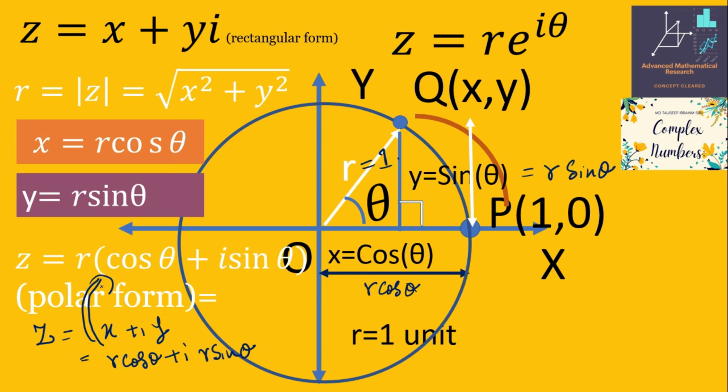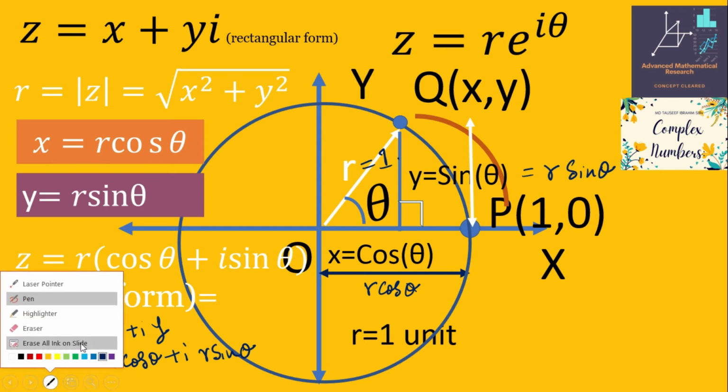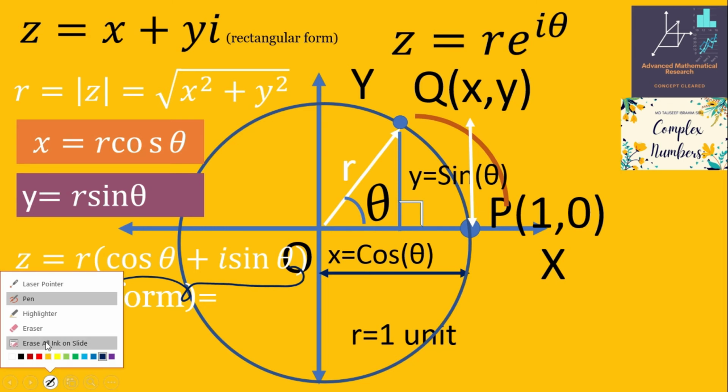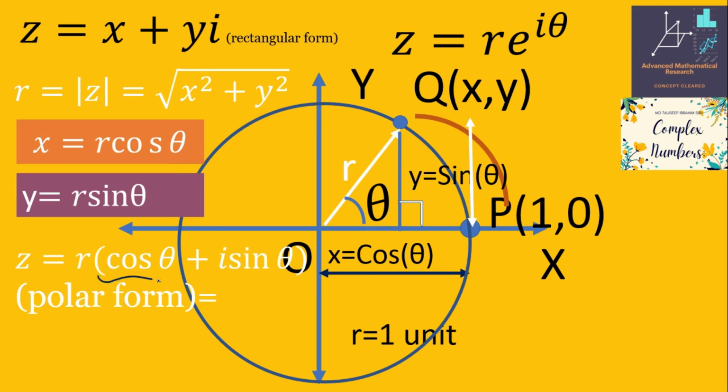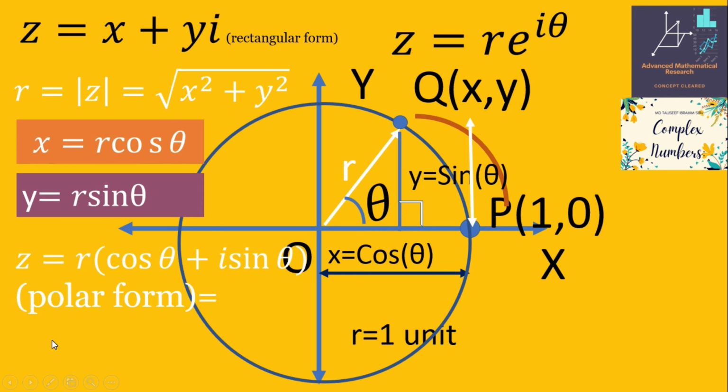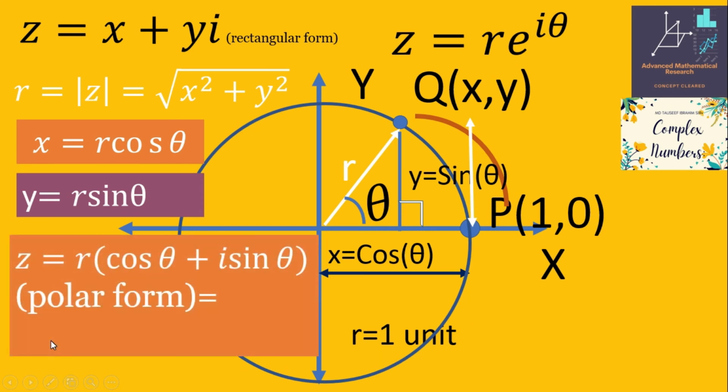Now this very particular term is called what? This is called r times e raised to i times theta, Euler notation. So now we came to know what the polar representation of the complex number is. So let's move forward. Yes, this is called the polar representation of the complex number.